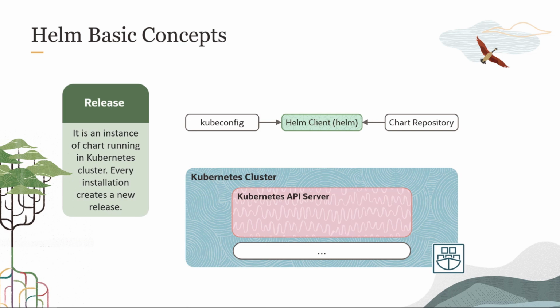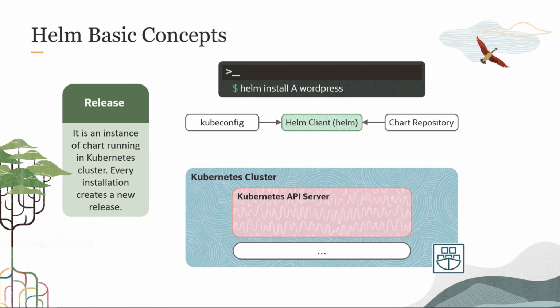The next concept is release. A release is an instance of a chart running in the Kubernetes cluster. One chart can often be installed many times into the same cluster. Each time it is installed, a new release is created. Consider a WordPress chart. If you want two WordPress running in your cluster, you can install that chart twice. Each one will have its own release, which will in turn have its own release name.